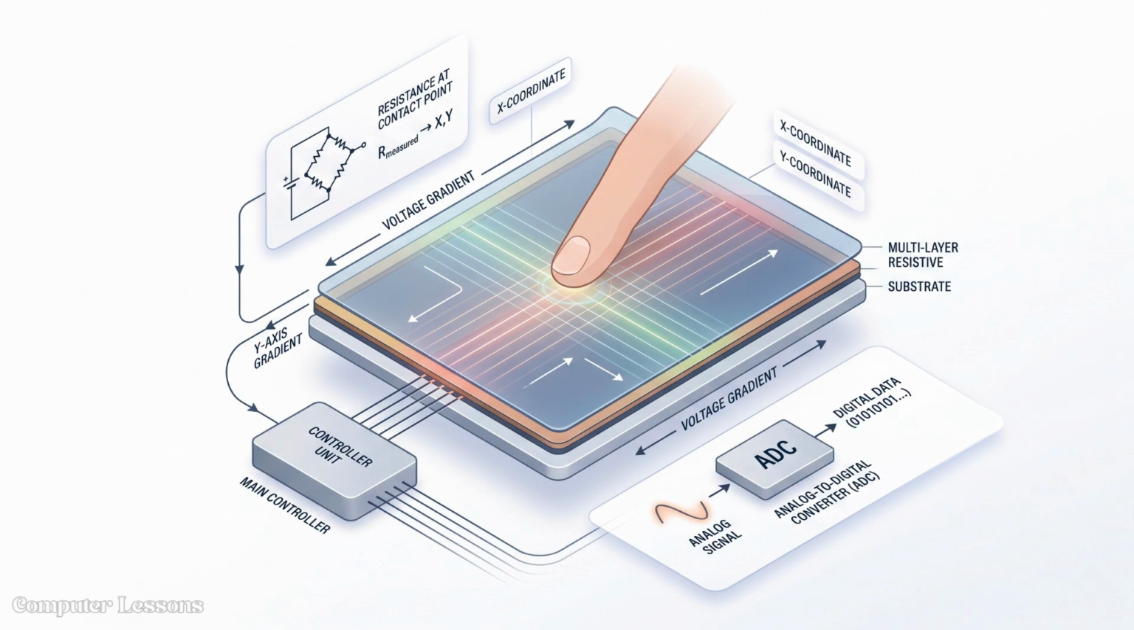When the layers connect, they complete a circuit, creating a voltage gradient across the horizontal and vertical axes of the panel. The controller measures the resistance at the point of contact to calculate the exact X and Y coordinates. This analog signal is then converted into digital data.